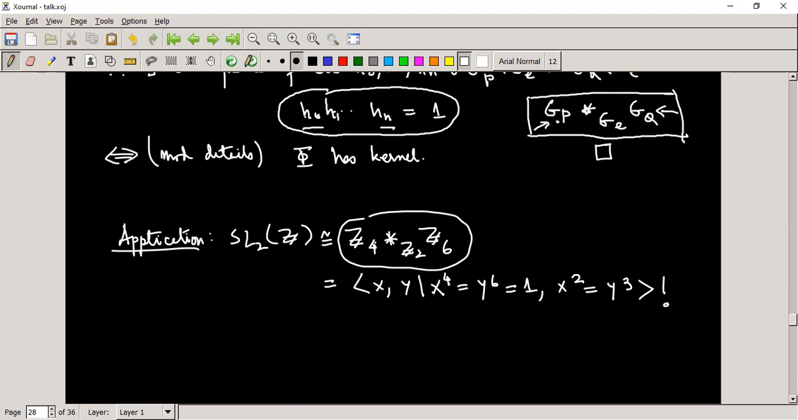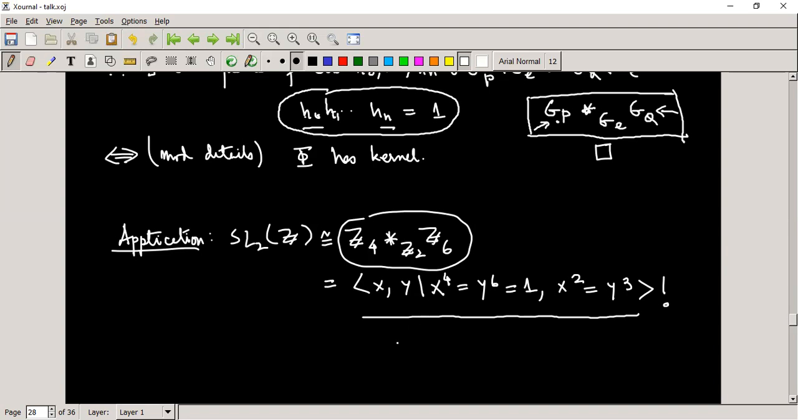What is Z4? Z4 is just X such that X to the 4 equals 1. Z6 is Y such that Y to the 6 equals 1. And if you take the amalgamated product, what are you taking it along? You're taking it along the subgroup generated by X squared on one side, Y cubed on the other side. So X squared equals Y cubed, right? So this is the presentation of SL2Z. You learn what the group is explicitly by just looking at an action on the tree. And that is basically the application.